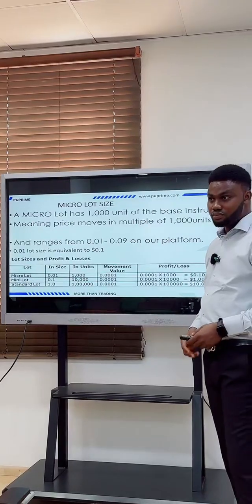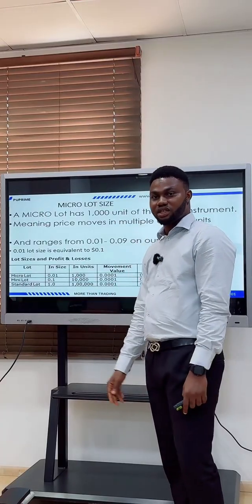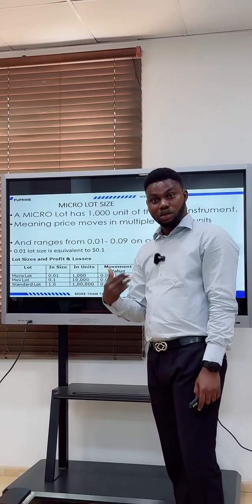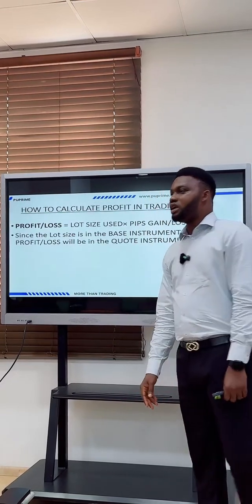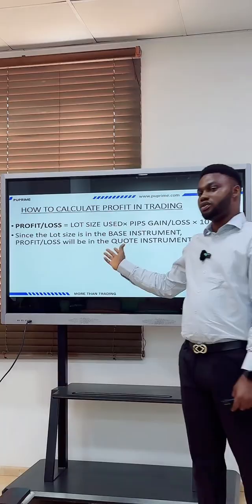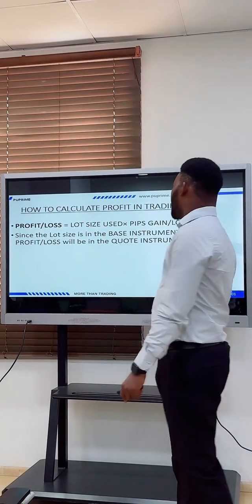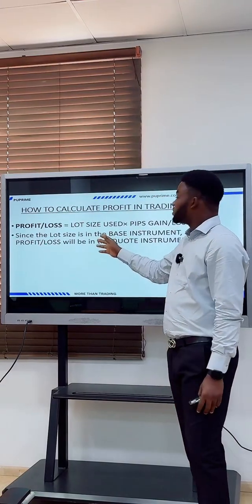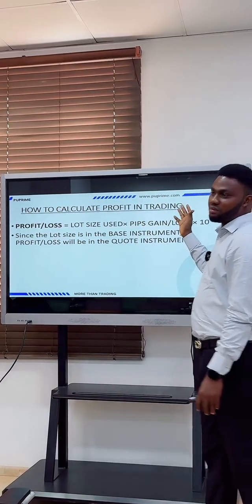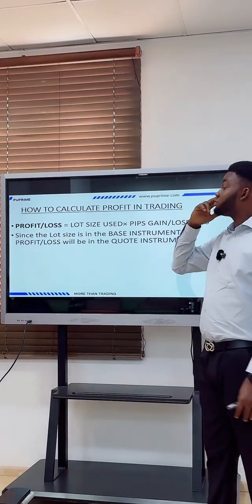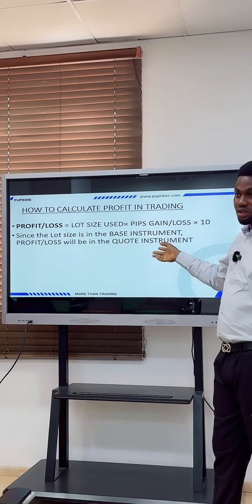Micro, mini, and standard. We have the micro, we have the mini, then we also have the standard lot size. Should I go on? When you see the question, just let me know. Now, how do we calculate our profit in trading, or in cases where a trade does not go our way also? It is the lot size we use multiplied by the number of pips we made, multiplied by 10. The lot size multiplied by pips multiplied by 10.